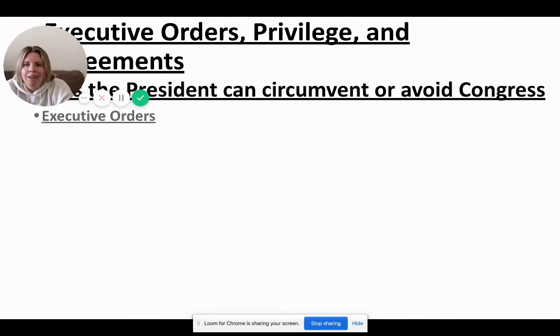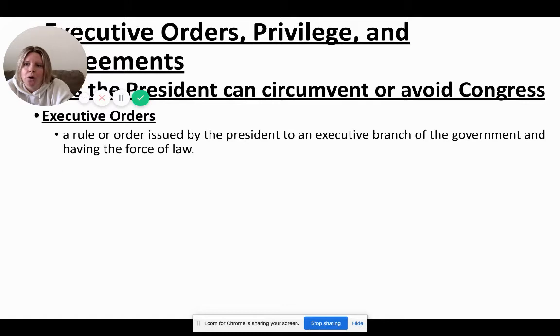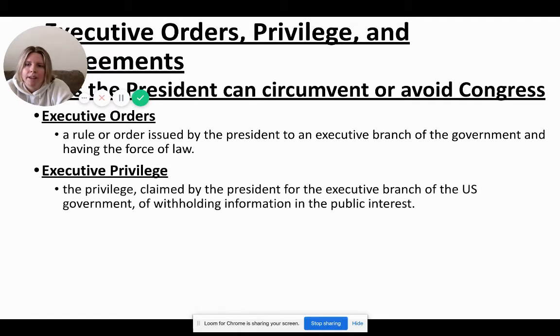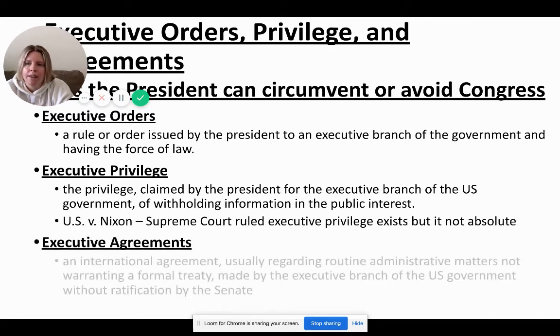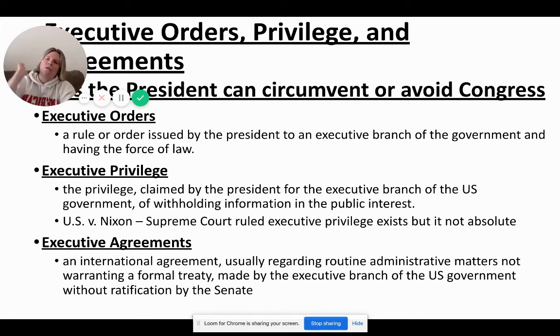Okay, so executive orders, again, are a way presidents can circumvent or go around Congress. Executive privilege is basically keeping stuff secret. Sometimes the president will say, I don't have to reveal that because that's private discussions between me and my advisors. And then executive agreements: if a president can't get a treaty passed, they'll just do an executive agreement. It's basically the same thing.